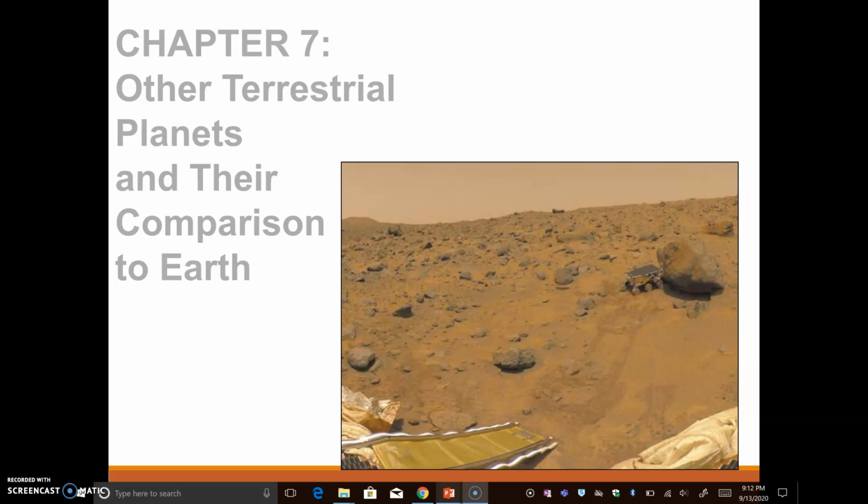Hi everyone, so we're going to start taking a deeper dive into the different planets that we see in our solar system. So we're going to start off by talking about our terrestrial planets. Remember, these terrestrial planets are planets that are made of rock. So those are going to be the first 4 planets in our solar system. We're only going to talk about 3 because we're going to be comparing those planets to Earth.